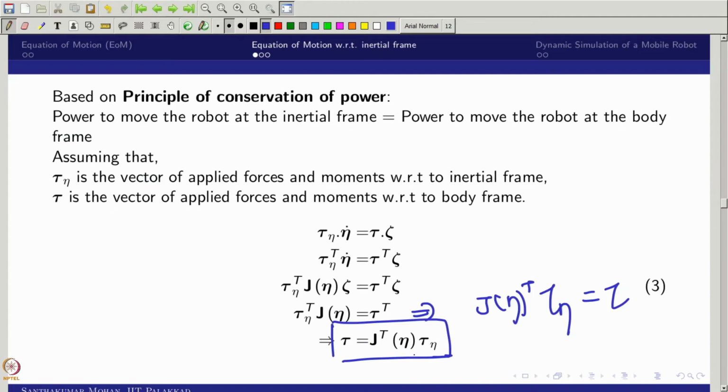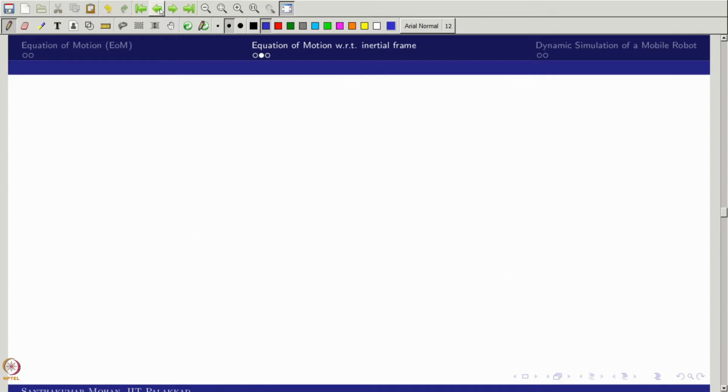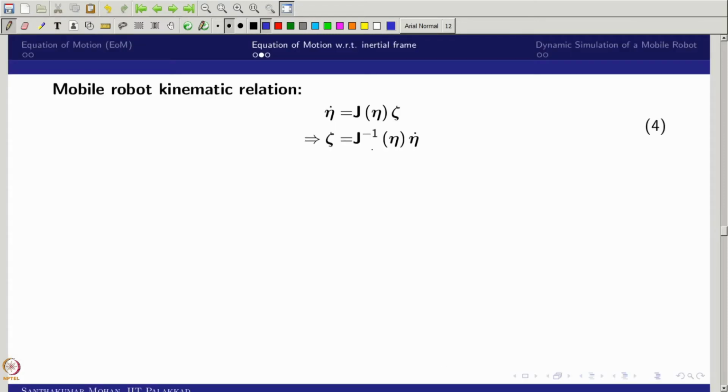Now, what you know: D zeta dot plus N of zeta is tau, and eta dot is J of eta into zeta. These two equations I am going to use and bring into the inertial frame form. This is the mobile robot kinematic relation we have obtained, and I can rewrite it in this way.